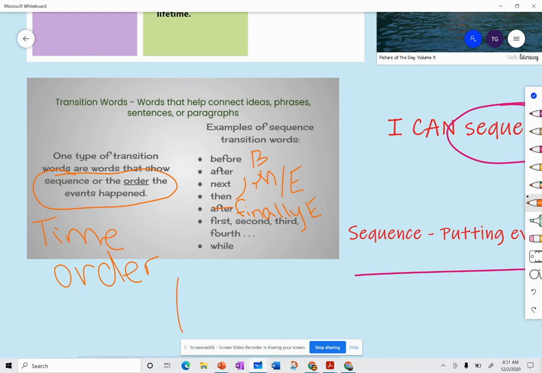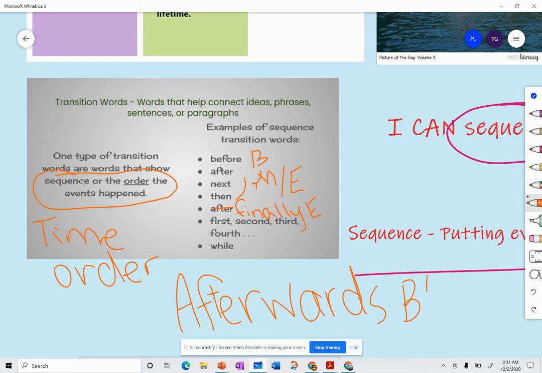Okay, so if I said afterwards, and I spelled afterward wrong. Okay, afterwards. Are we going to find that at the beginning, or are we going to find that at the end? Okay, and you would find that one, and I'm going to circle in gold at the end.